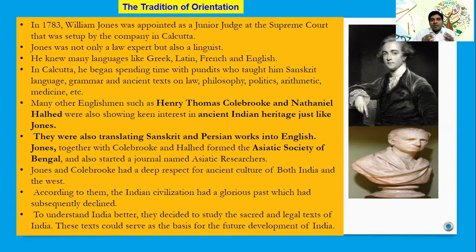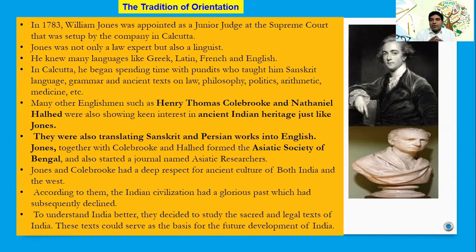Along with William Jones, there were many other Englishmen such as Henry Thomas Colebrooke and Nathaniel Halhed, who were also showing interest in ancient Indian heritage, just like William Jones. William Jones had friends named Henry Thomas and Nathaniel Halhed, who were also keen on the ancient Indian heritage. So they also thought of translating Sanskrit and Persian works into English.